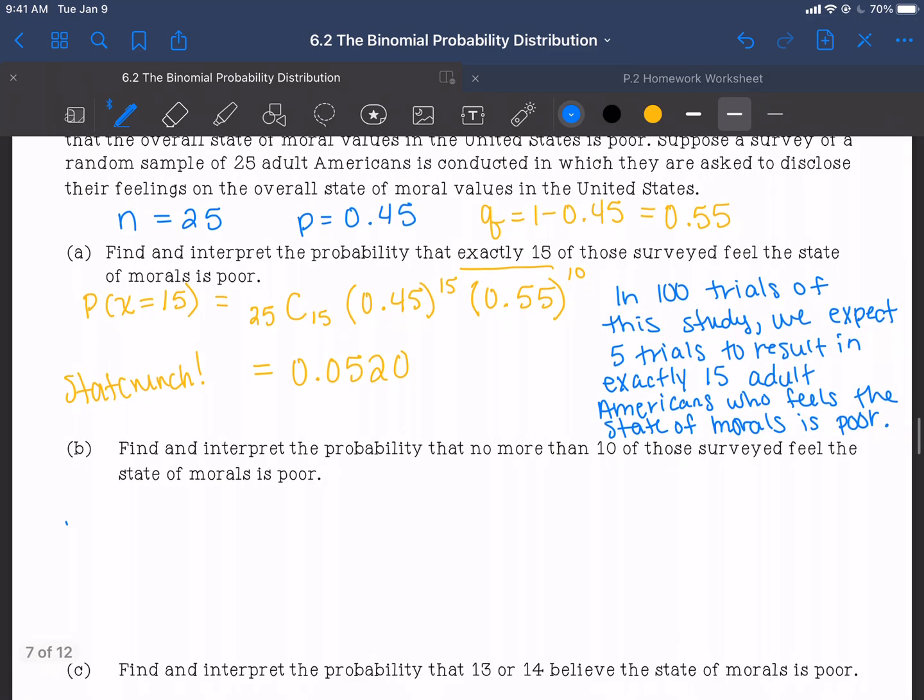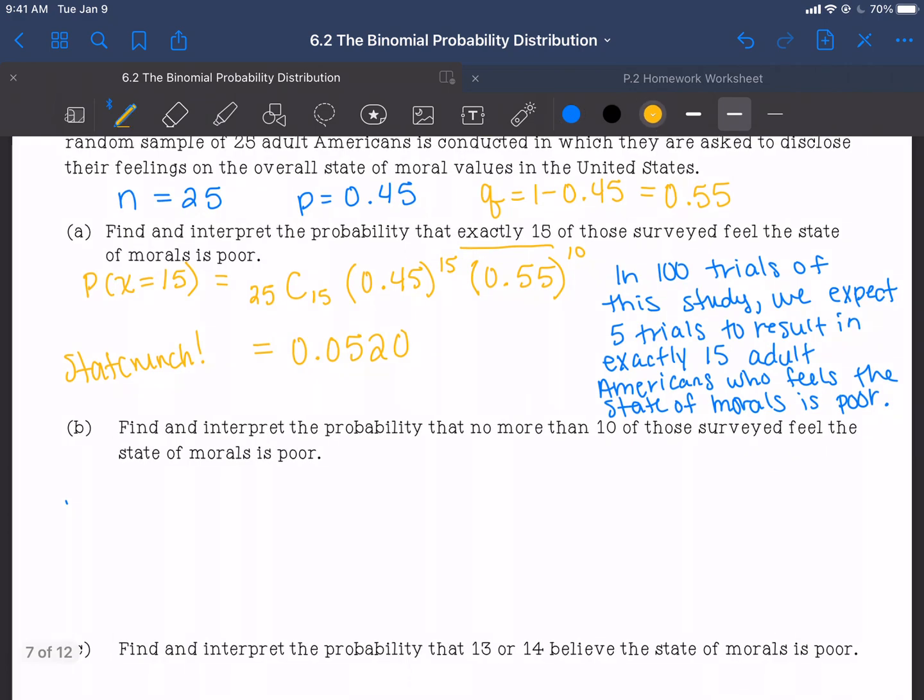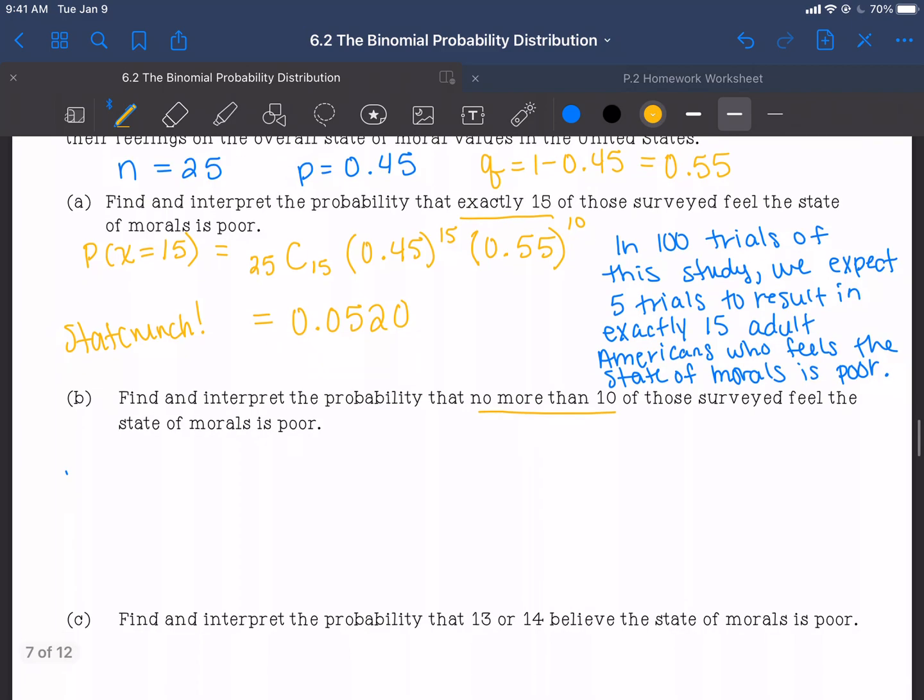All right. So for part B, find and interpret the probability that no more than 10 of those surveyed feel the state of morals is poor. So we are finding the probability that no more than 10, so that would be x is less than or equal to 10.